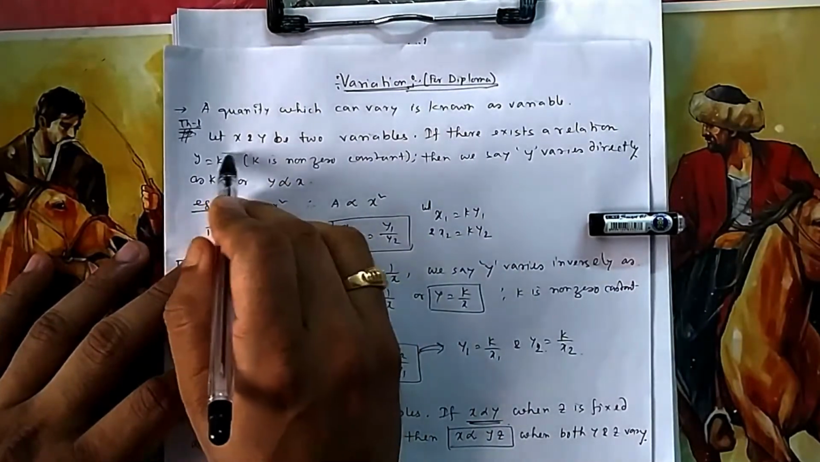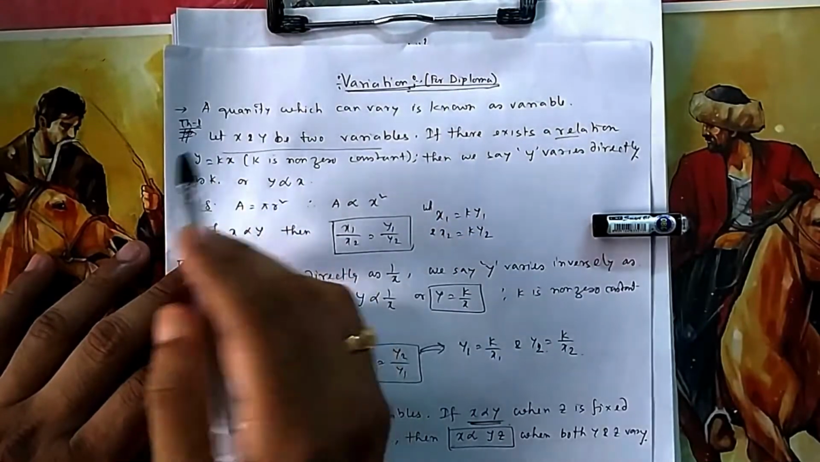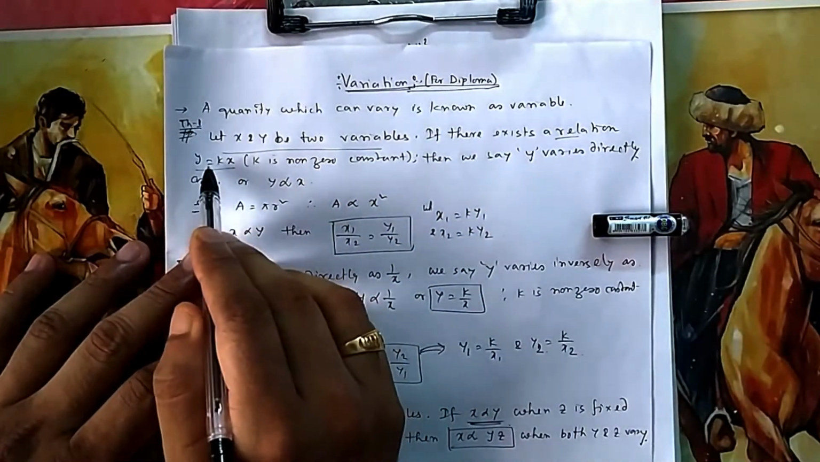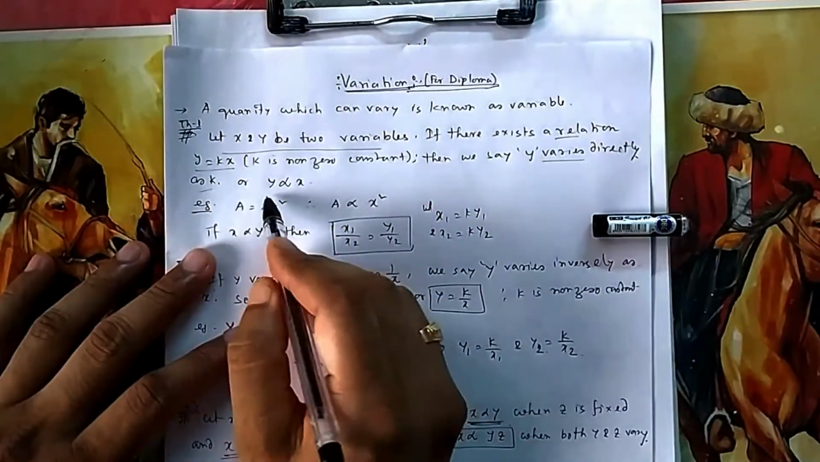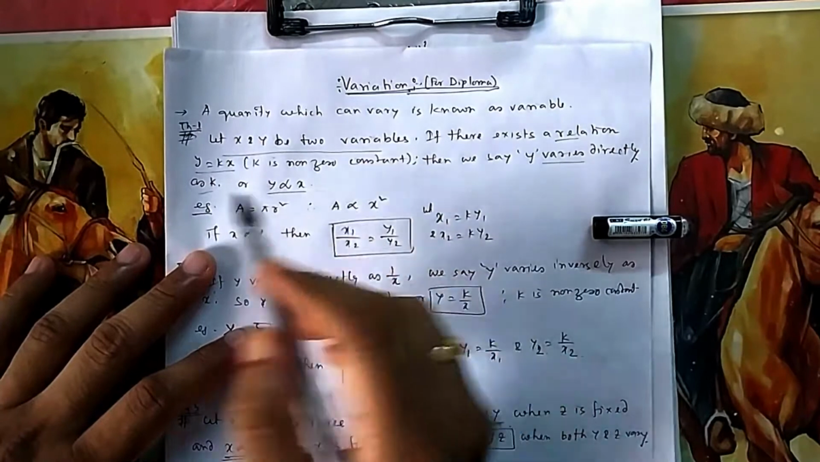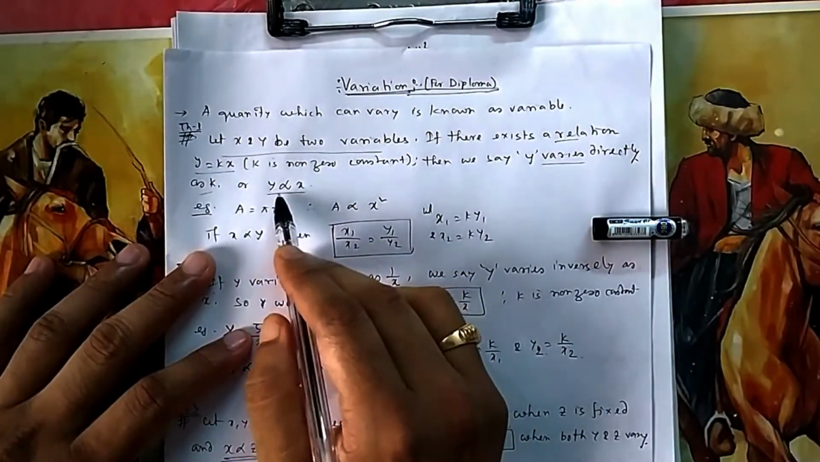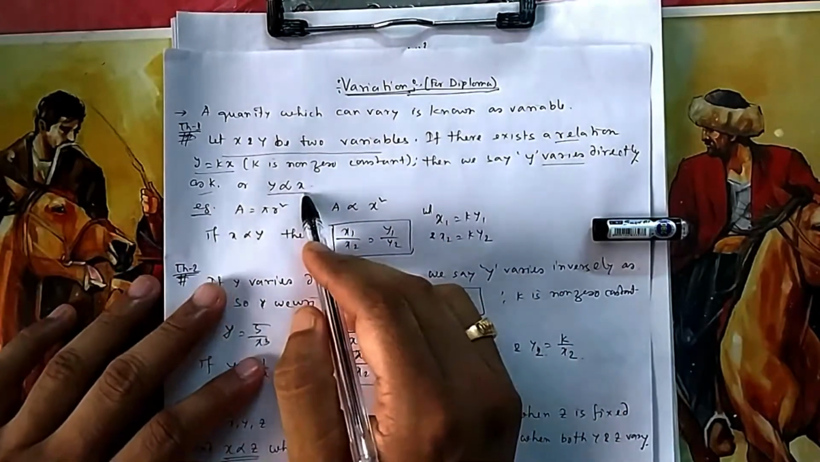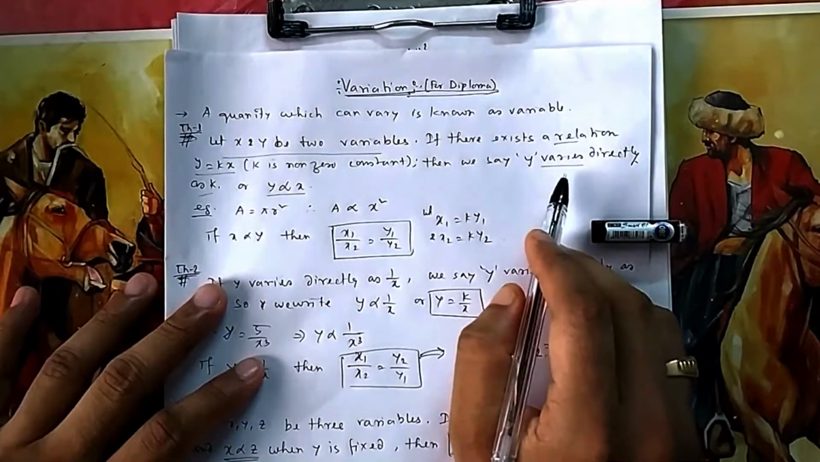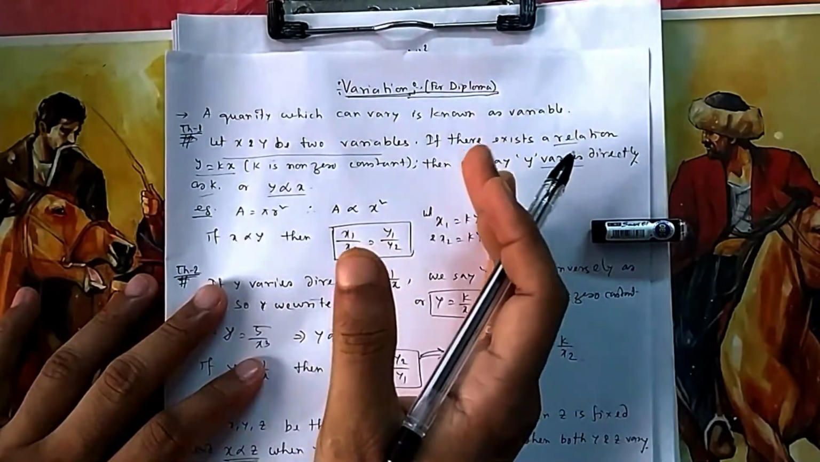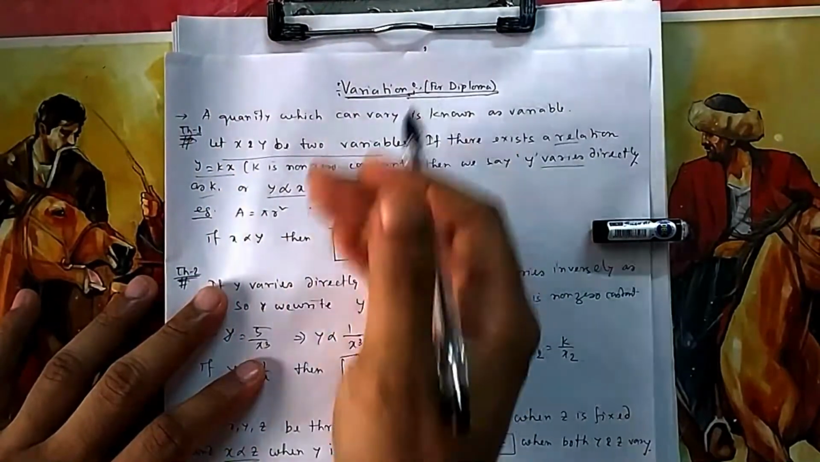Suppose x and y are two variables, which means their values can change. If there exists a relation between x and y such that y is equal to k into x, then we say y varies directly as x. That means y is proportional to x. If you increase x, then y will also increase. If you decrease x, then y will also decrease. That is the meaning of y varies directly. Directly means if you increase x, there will be a direct effect: y will also increase.